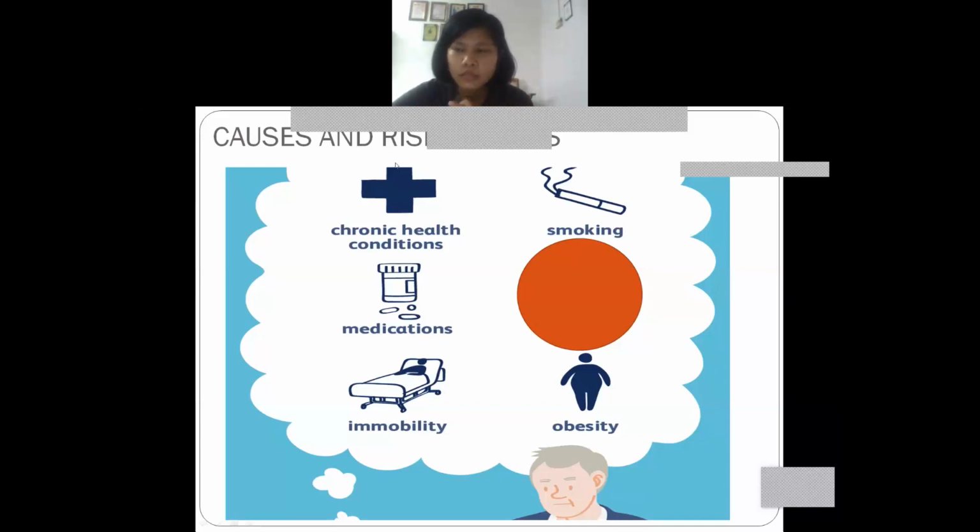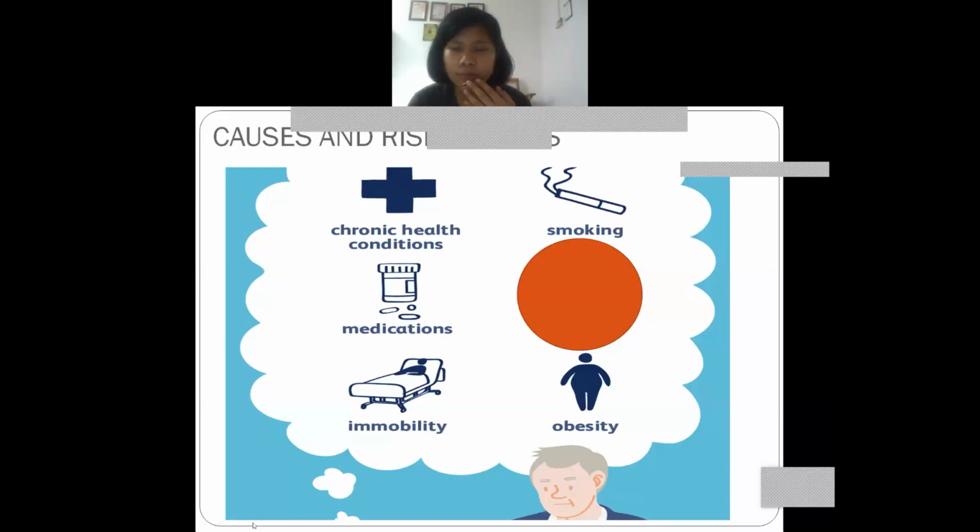And some immobility, like if a person is traveling in a plane or in any transport like a train or plane, for that reason it will lead to superficial thrombophlebitis. Is it clear? And elderly people also are at risk of having this superficial thrombophlebitis.